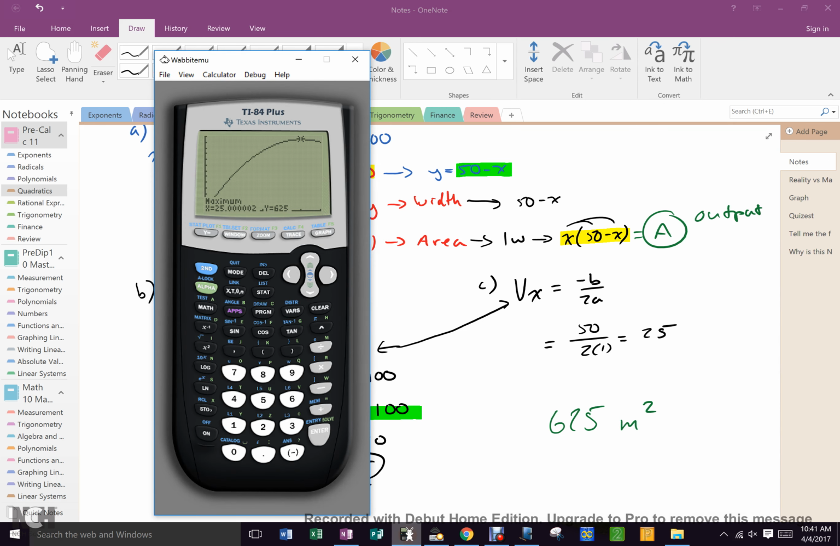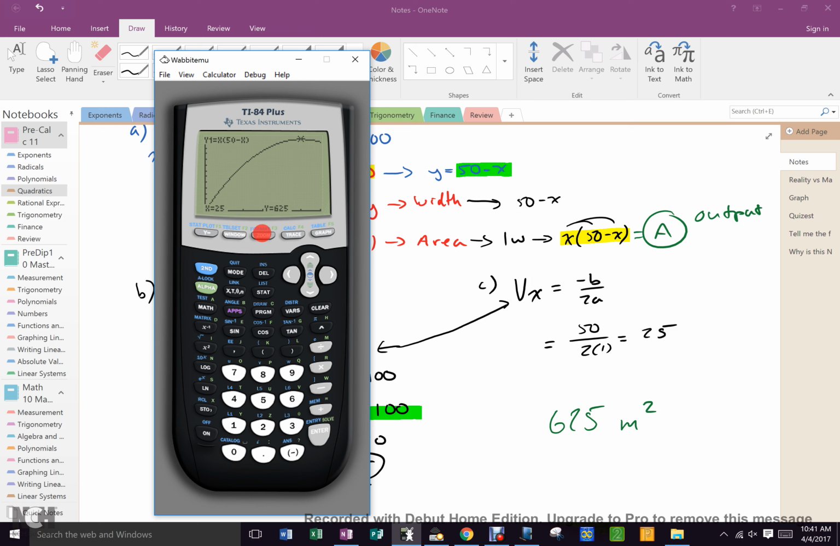But I want to show you something on your calculator. We already knew that it was going to be 25, didn't we? Watch. Second, calc, value. What x value do I know to put in there? 25. 625. Everybody cool? So what I'm trying to get at here is, even though you could do all of this on the calculator, if you do a little bit of math, you can make your calculator life easier. Okay? And here's why. Watch what I'm about to do.